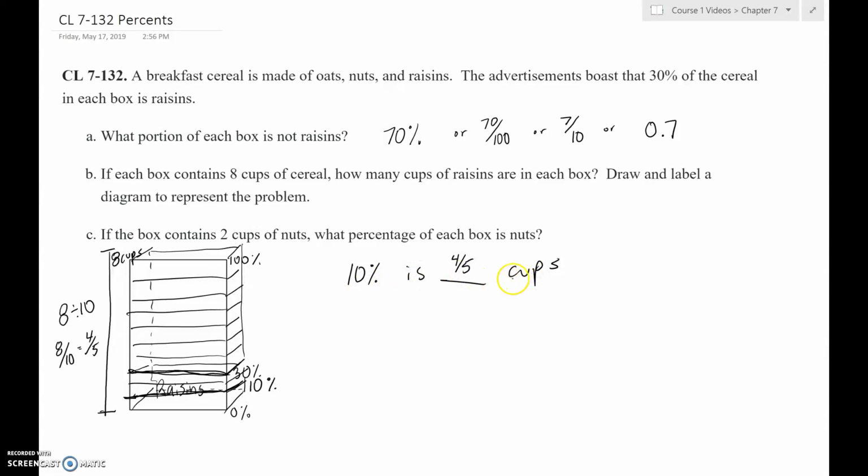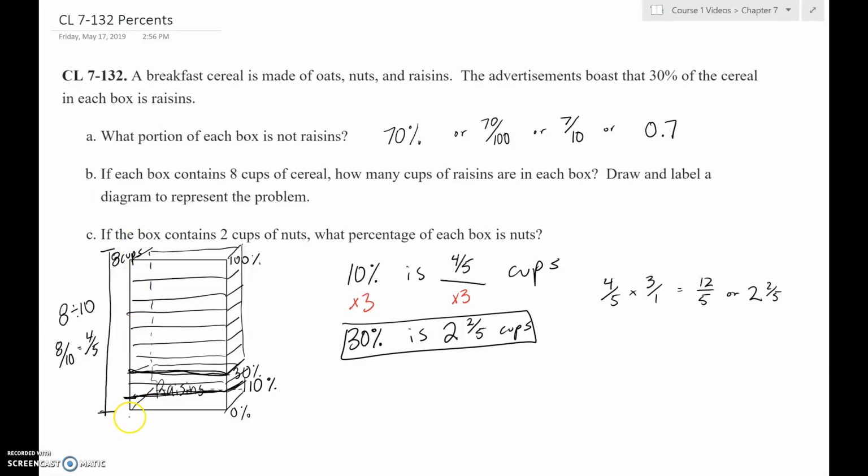Now, if we know that 10% is 4/5 of a cup, how do we get to 30%? Because that's what we're looking for. Well, if 10% is 4/5, then 30% is 3 times as much. So if we multiply that by 3, we would get the amount of cups. 4/5 times 3. You can put 3 over 1 and get 12/5. Or 5 goes into 12 2 times with 2/5 left over. 30% is 2 2/5 cups.